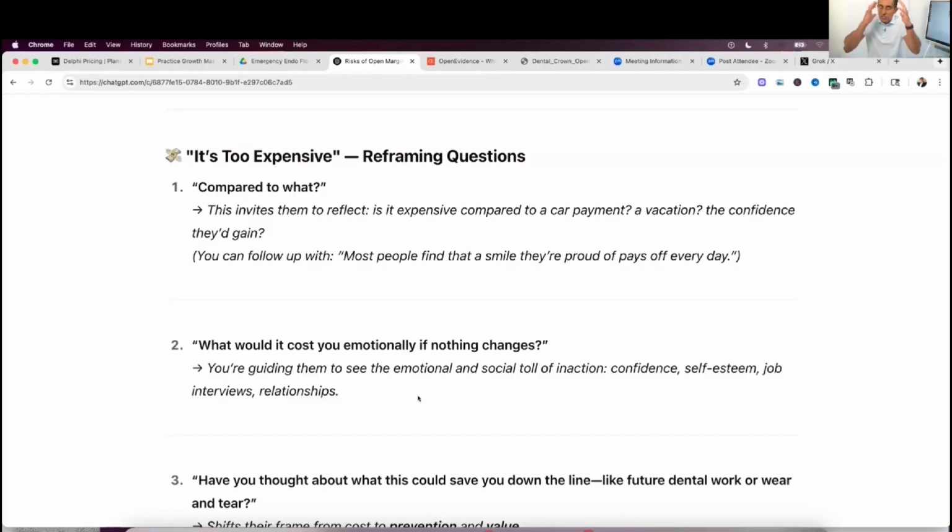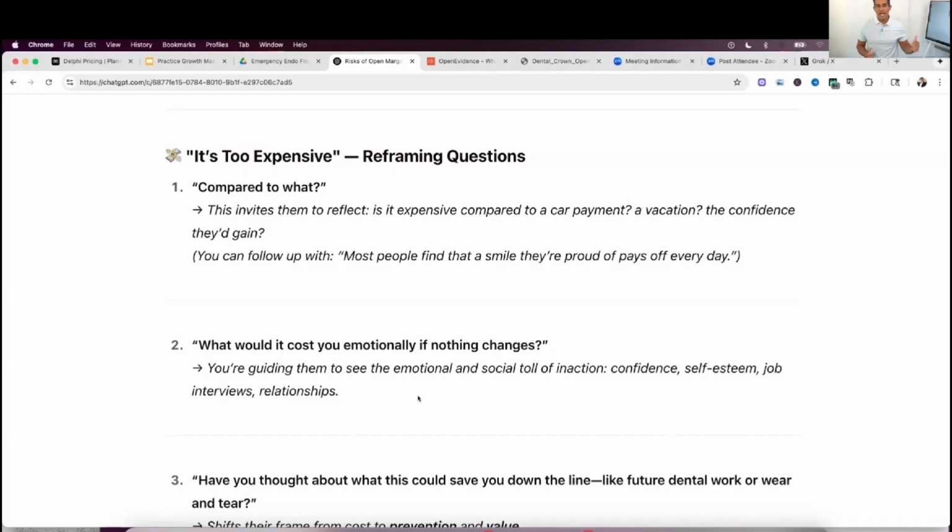So I'm curious, when it comes to what you just said, what would it cost you emotionally if nothing changes? Now notice, I'm not saying if you don't do anything different or if you don't change. I'm saying if nothing changes. Because I don't want to pinpoint them.